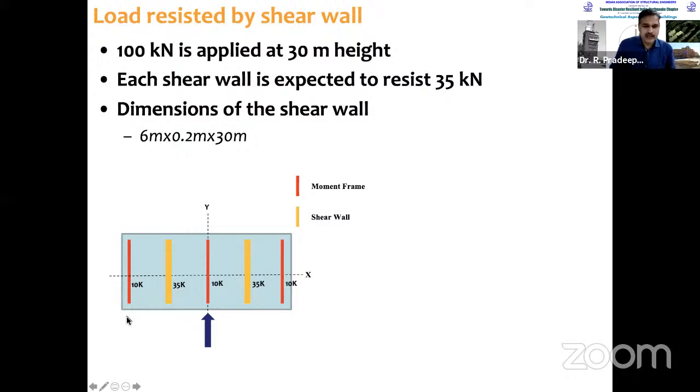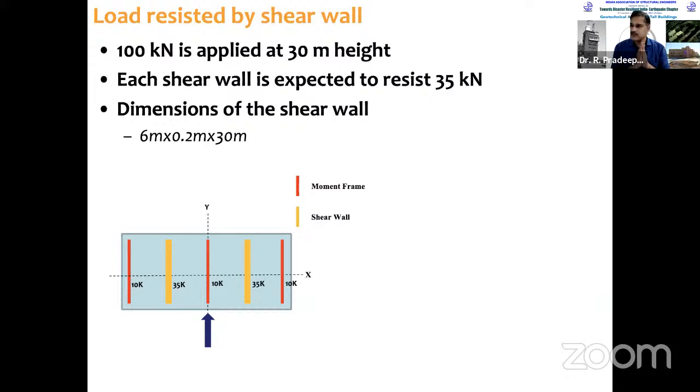So here say the frame has 10K stiffness. The shear wall has higher stiffness, that is 35K, and here 35K and 10K. That means together the shear walls are accounting for 70% of the total lateral load which is applied at that location, 70%, and the remaining is going onto the frames, the moment frames.